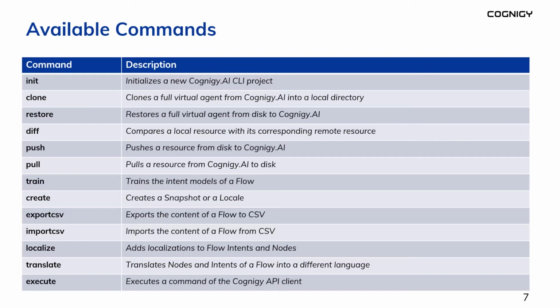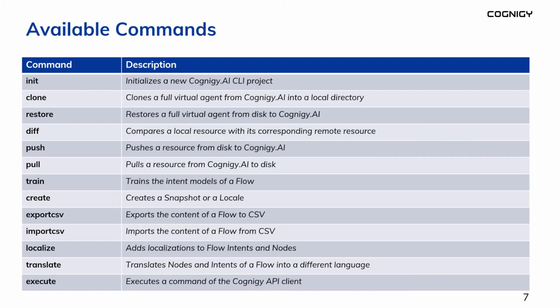You can export CSV and import CSV, which takes the content of a flow, the say nodes, the question nodes, and exposes them as a CSV file to be edited in, for example, Excel. And then import CSV reverses that process, and it takes the CSV and pushes it back into the flow format.